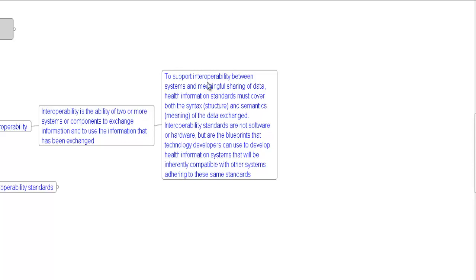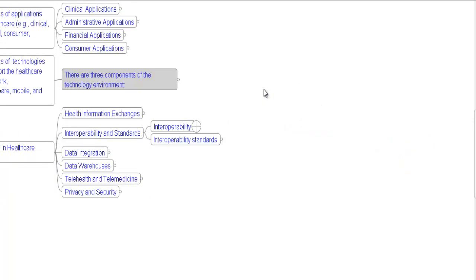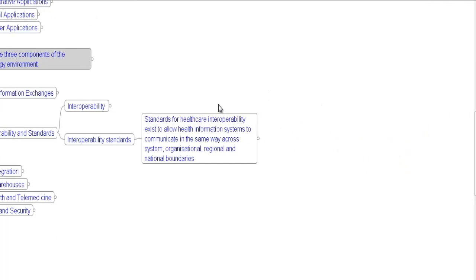Interoperability standards are not software or hardware, but the blueprint that technology developers can use to develop health information systems that will be inherently compatible with other systems adhering to the same standard. Interoperability standards: a standard for health interoperability exists to allow health information systems to communicate in the same way across system, organizational, regional, and national boundaries.